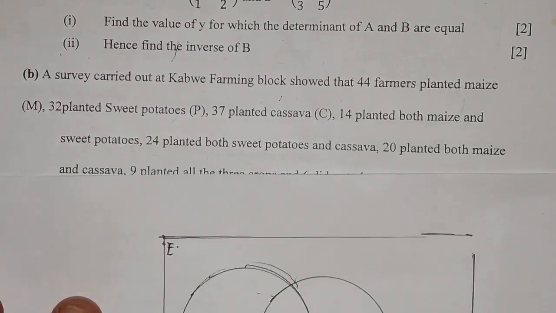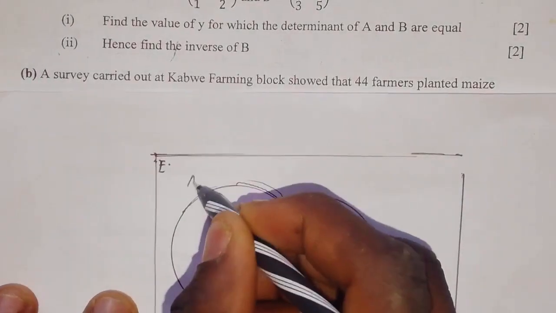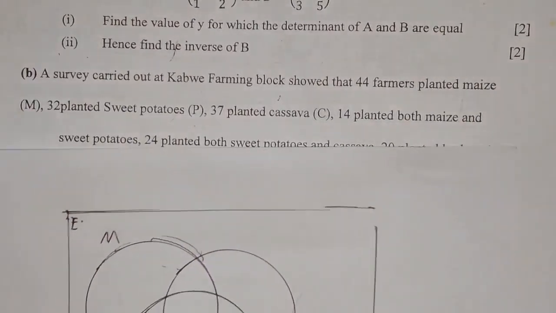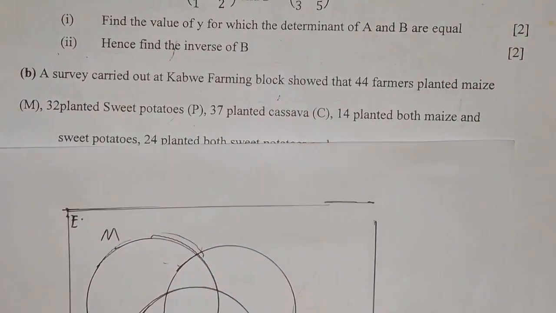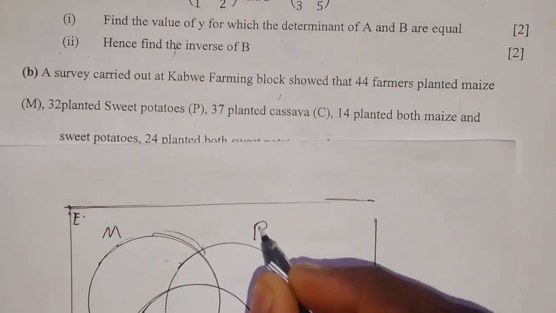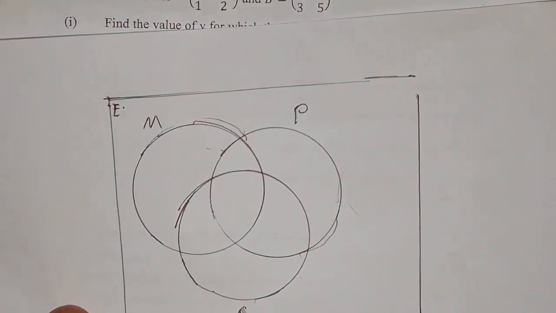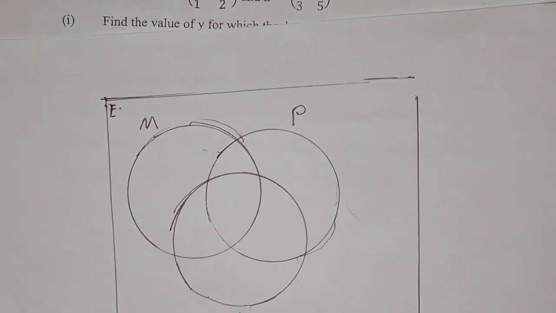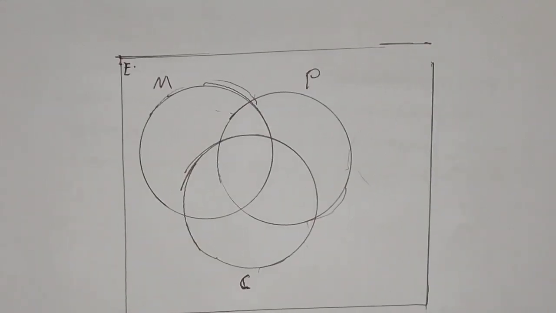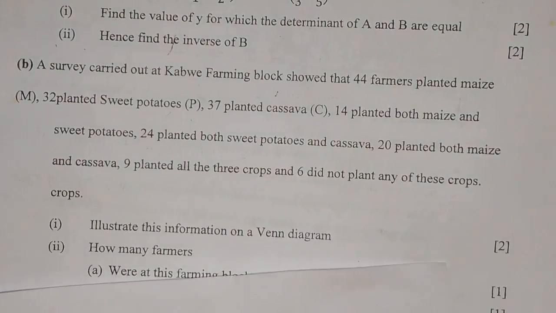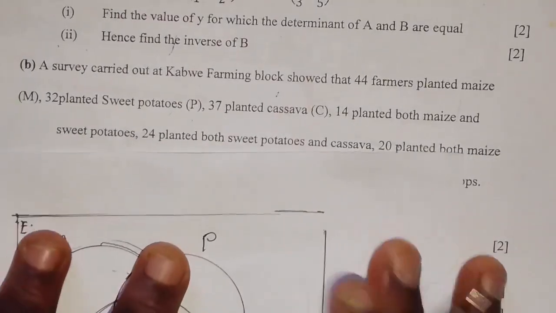So we have set M, for maize. We also have P, which stands for sweet potatoes. We also have C, which stands for cassava, which is here. Having labeled this, we can now proceed to start entering the numbers. Start by those people who did all the 3 activities. If you want, first you can write the data so that you don't get confused. So we have data here.